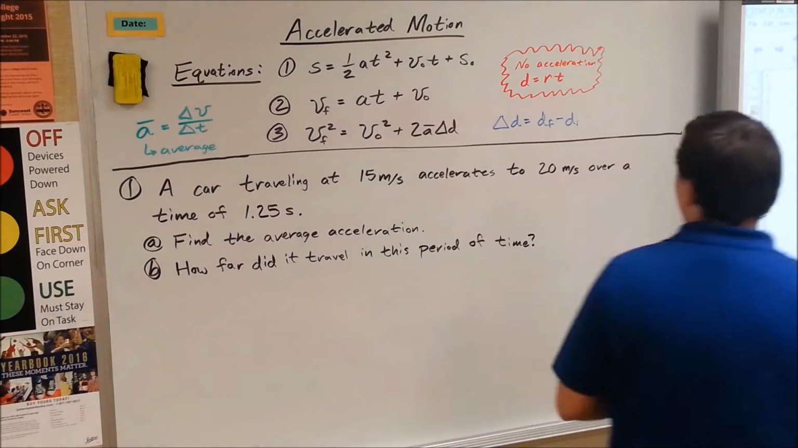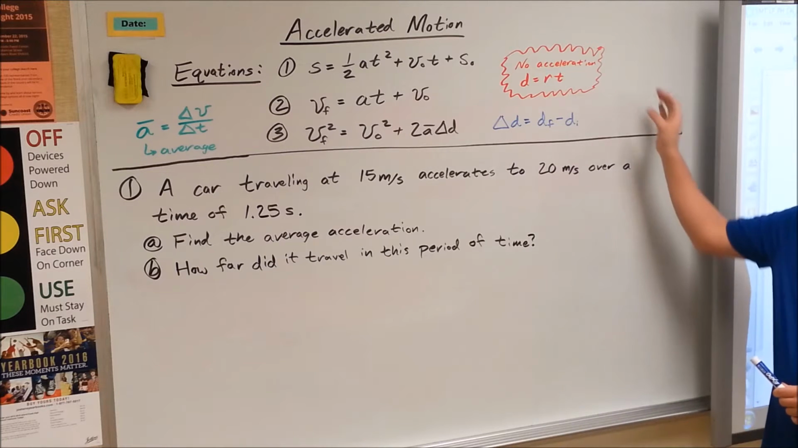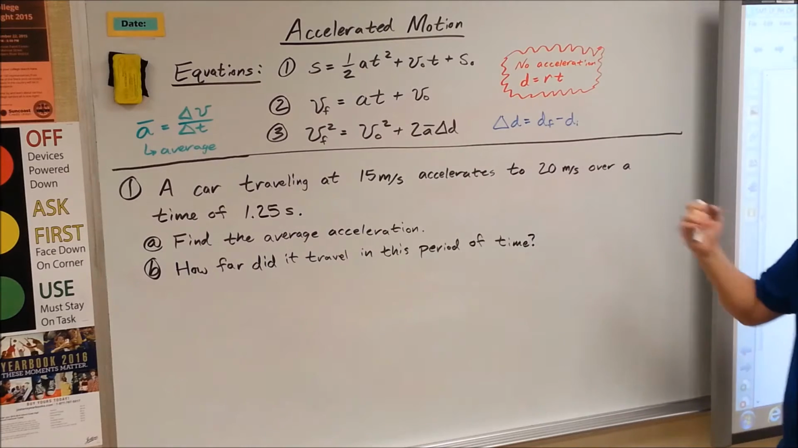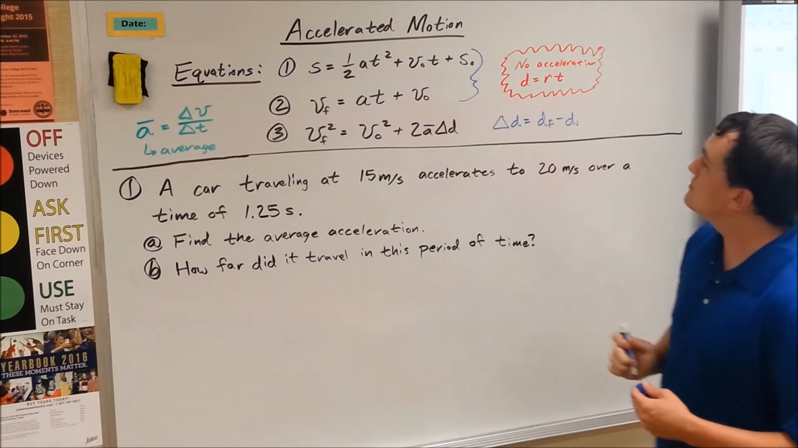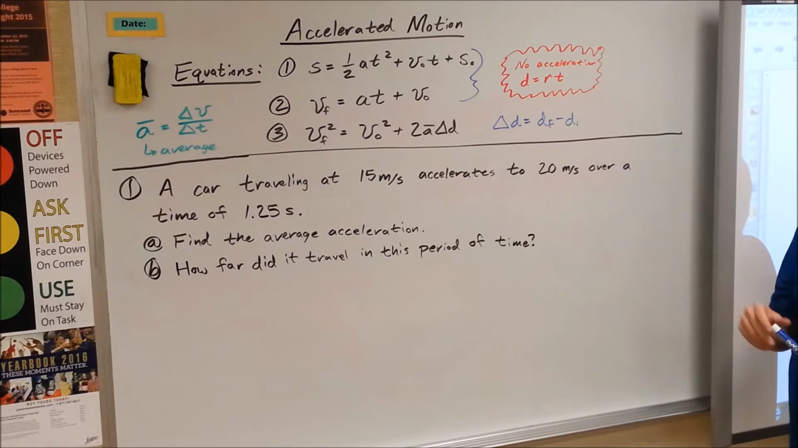Today I'll be talking about accelerated motion in physics. First thing you have to know is what equations you want to use. Everything up here goes with accelerated motion. These two specifically go together. If there's no acceleration, you use just distance equals rate times time.